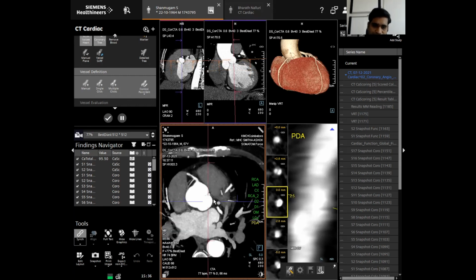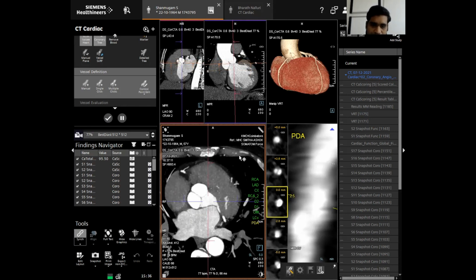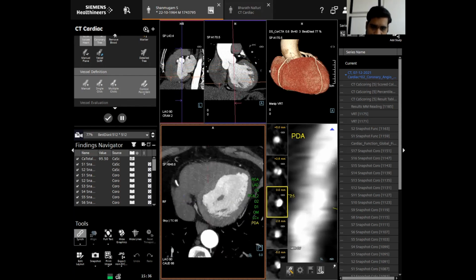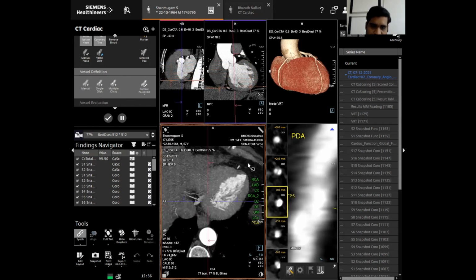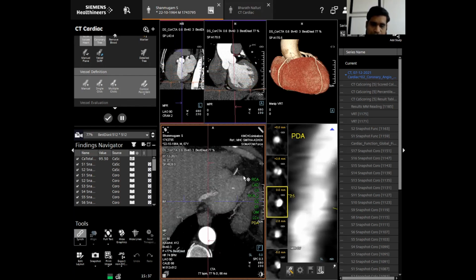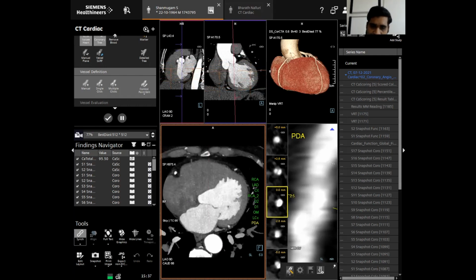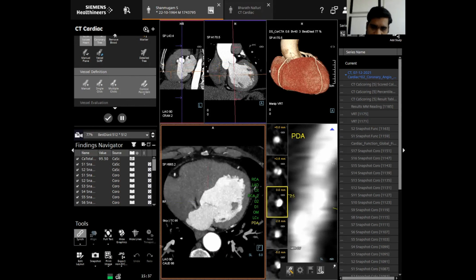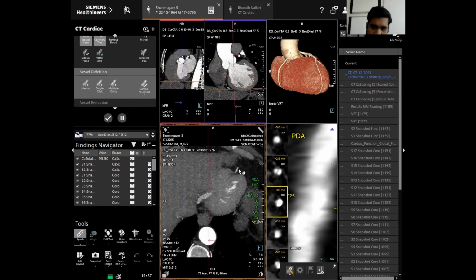So in the cranial aspect, this is anterior interventricular groove in the cranial aspect. As I go to the caudal aspect, or as I go to the inferior aspect of the heart, this becomes posterior interventricular groove. So in the cranial aspect, it is anterior interventricular groove, and in the inferior aspect, this is posterior interventricular groove.